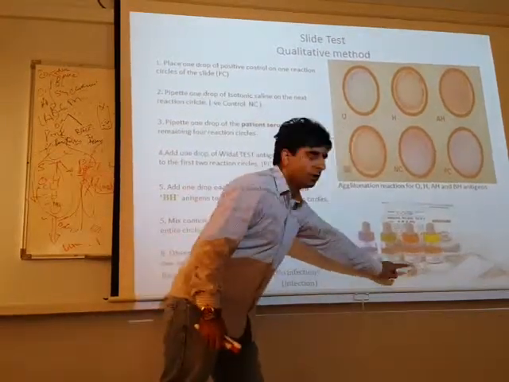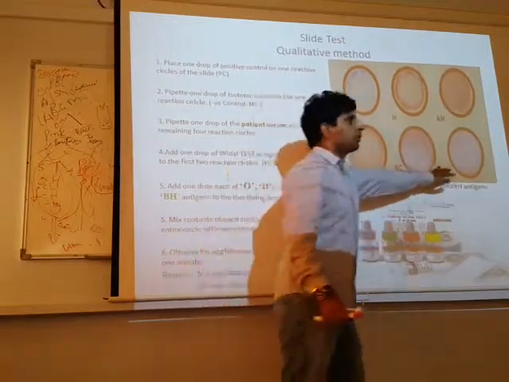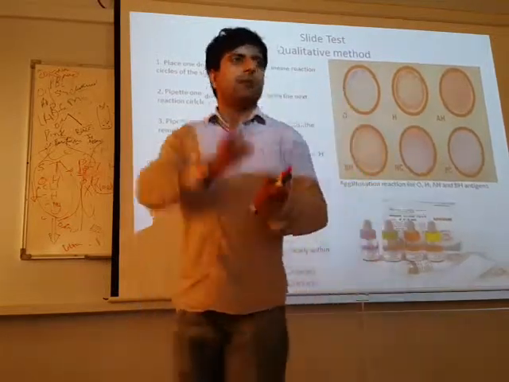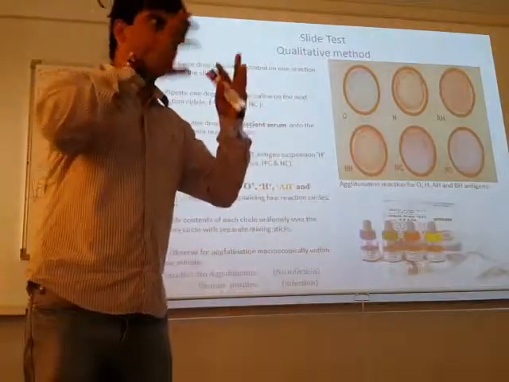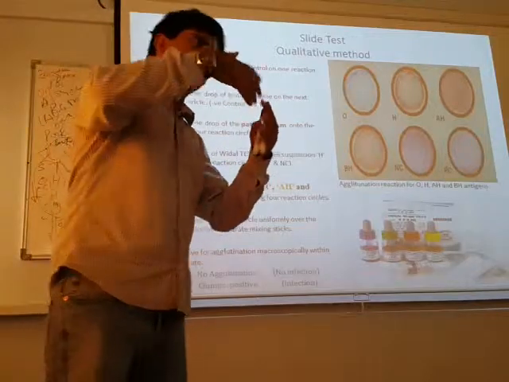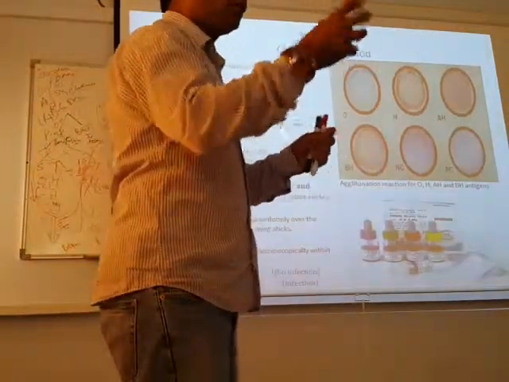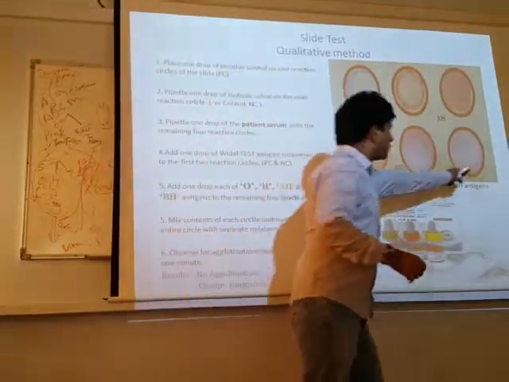And this button in the horizontal position is the positive control. What is the positive control? Positive control means an already prepared reaction of antigen and antibody. Usually we use gold standard blood serum. We create this. It is already positive.